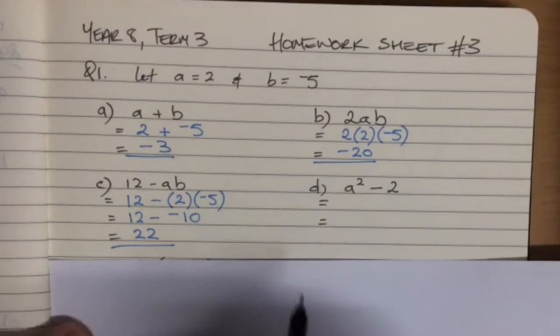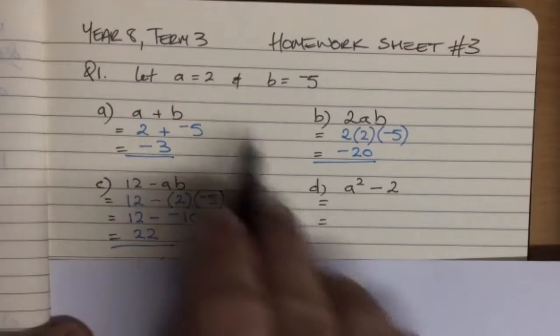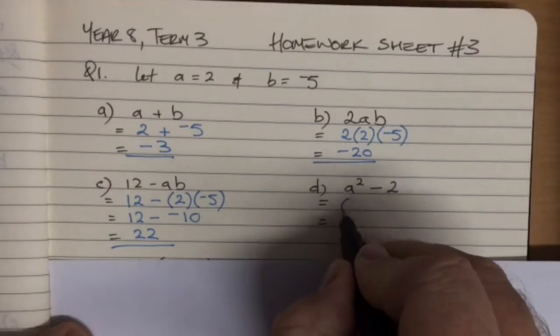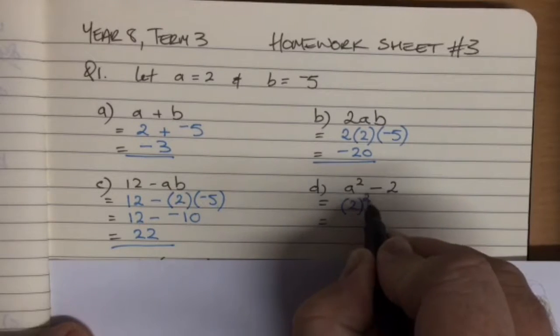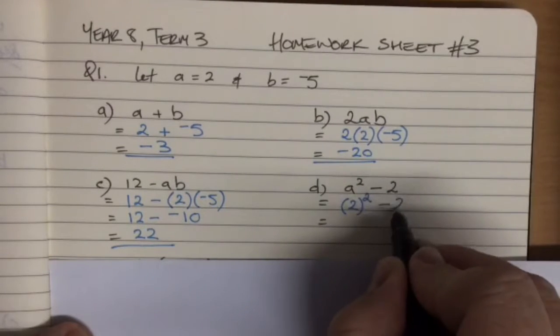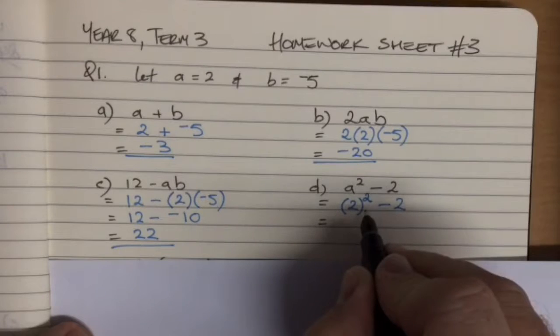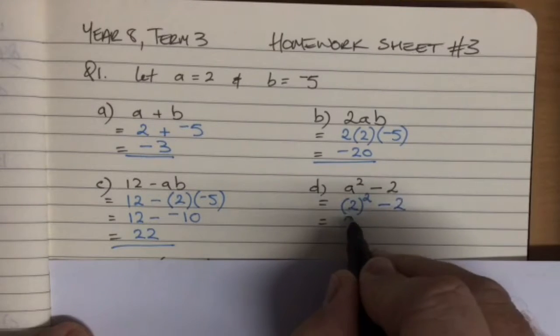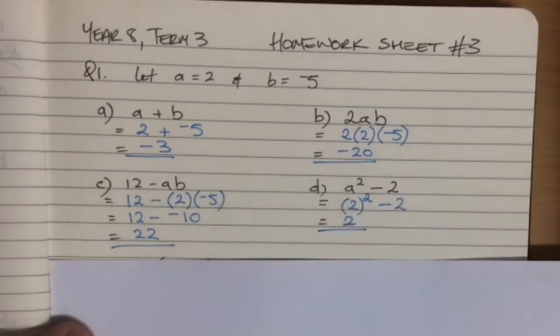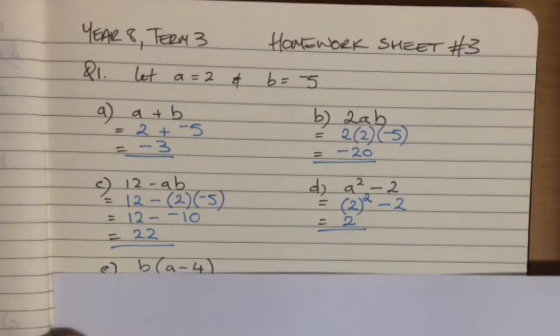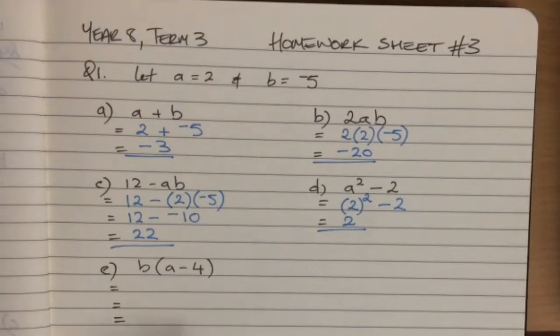In this example over here, again we put A in, and A is 2. It's going to be squared, and then we're going to take away 2. So we've got 2 times 2, which is 4. Take away 2 will give us the answer 2. It would have been a bit more interesting if B was -5 in there, but let's go ahead and do this one first, and then I'll give that one a crack.